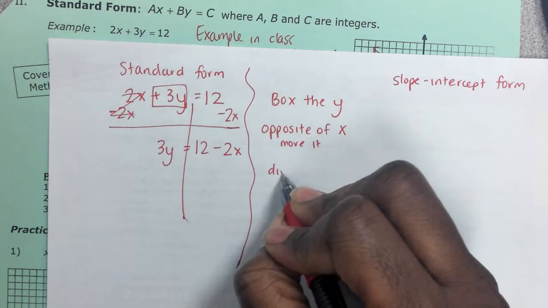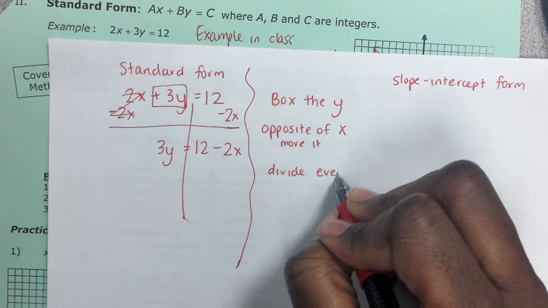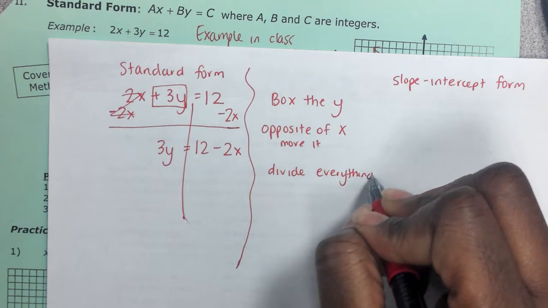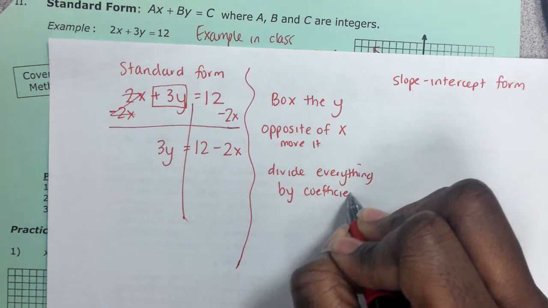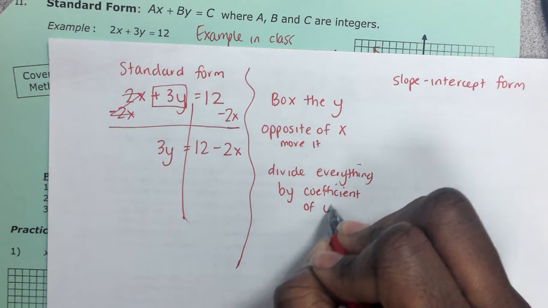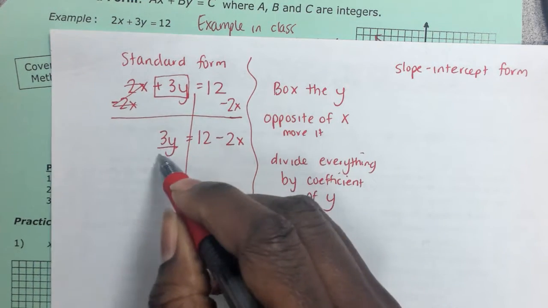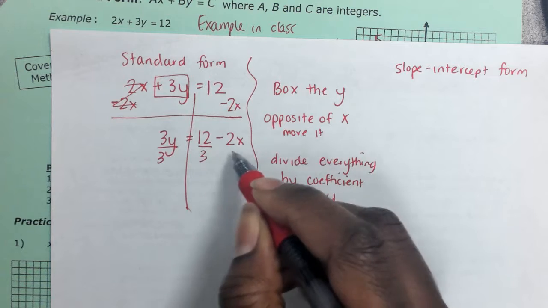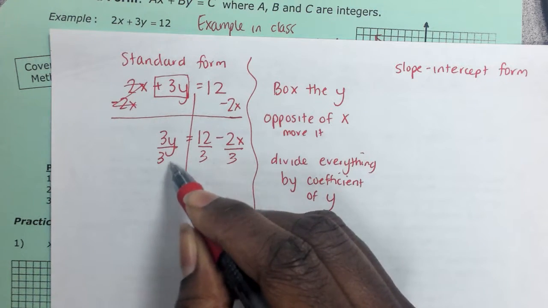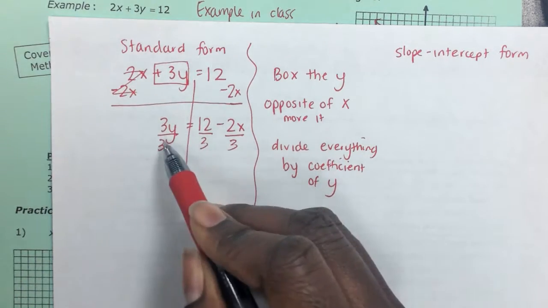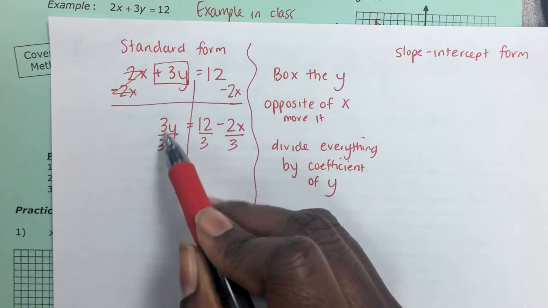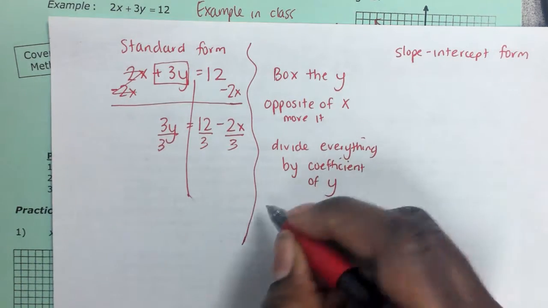Now I'm going to divide everything by the coefficient of y. And when you divide, you're only dividing by the number. Some people write like divide by 3y, divide by 3y. No, you're not dividing by the y also. You are only dividing by the number, the same exact number that's with the y.